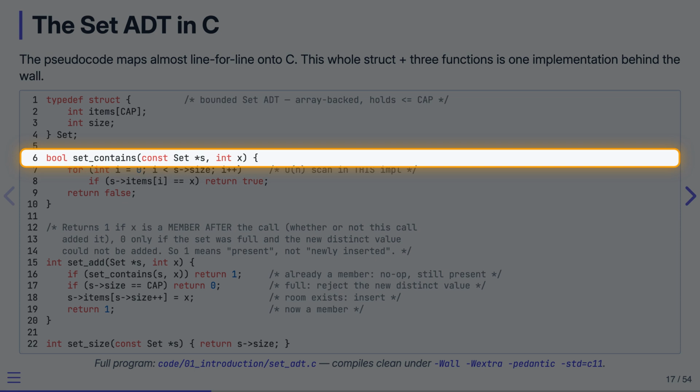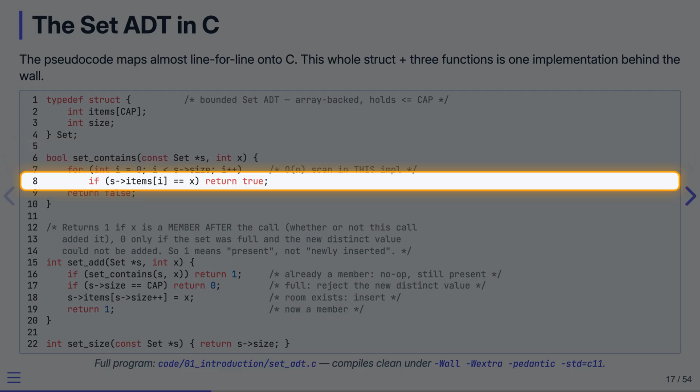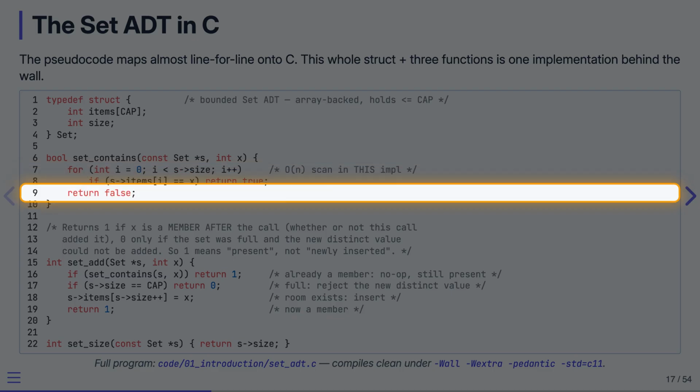The first function is setContains. It takes the set and a value x, and it answers whether x is already a member. Inside, a loop checks each value in turn. If items at index i is equal to x, the function returns true straight away. If the loop finishes and finds no match, the function returns false. That is the linear scan we saw in the pseudocode.